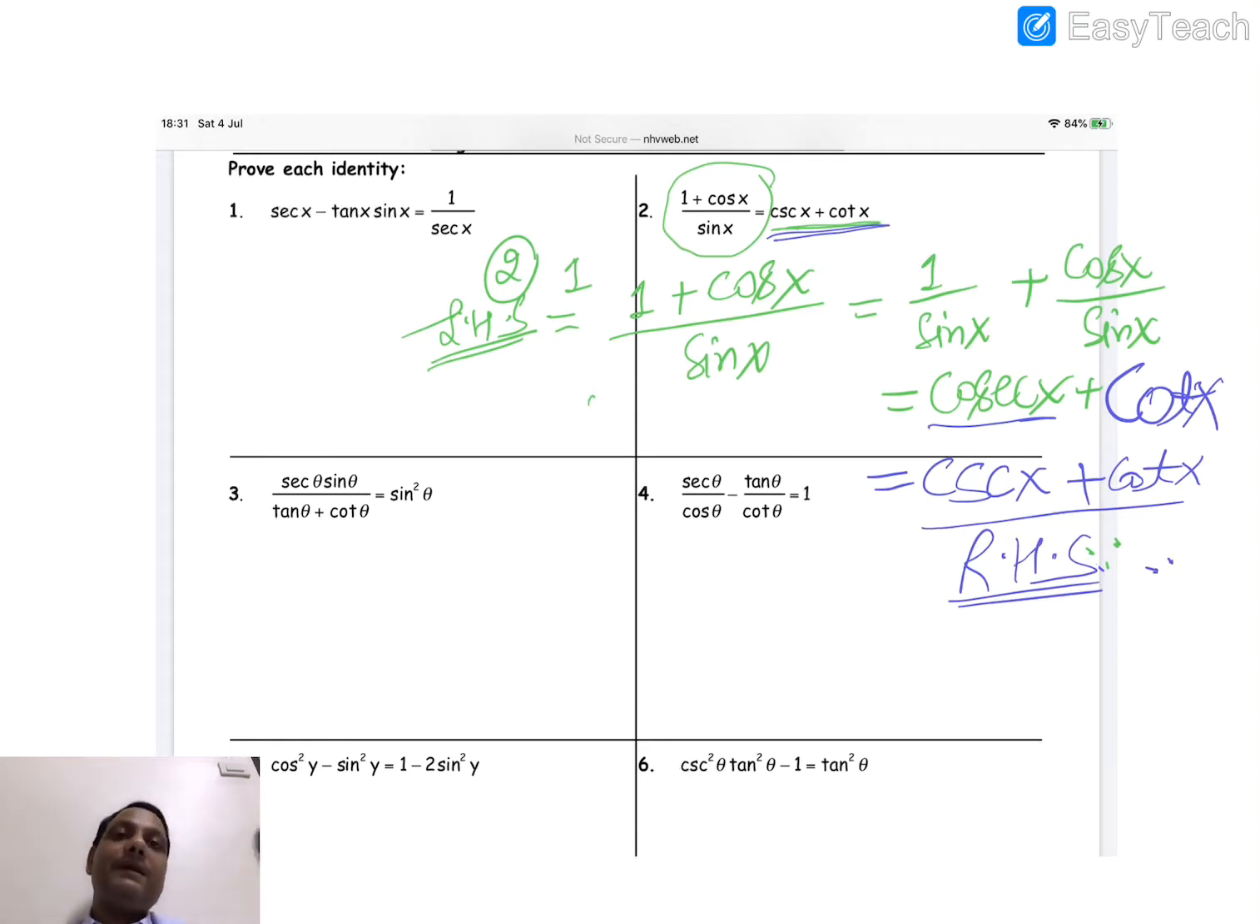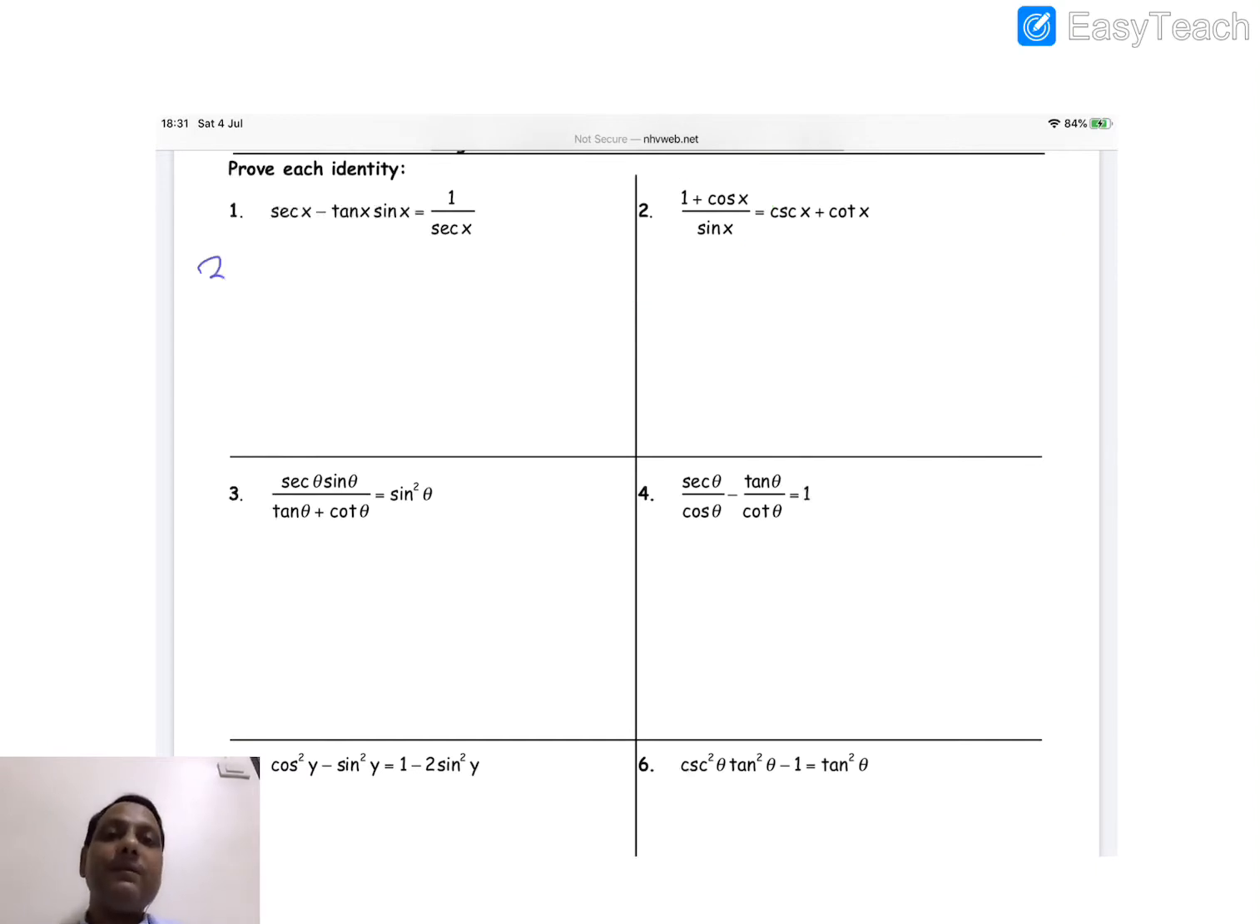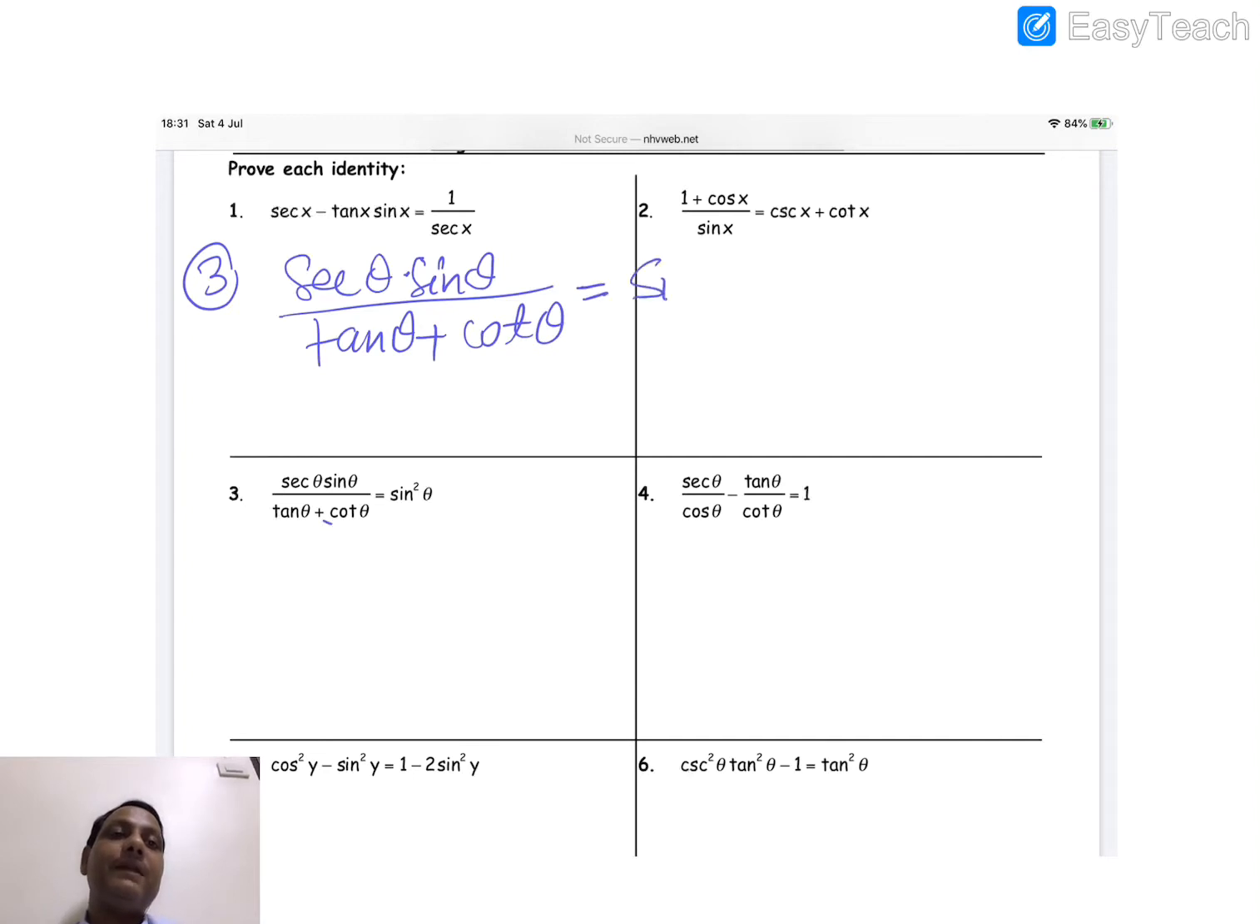Okay, now finally I'm going to go on to question number 3. Question number 3 is saying sec theta into sin theta divided by tan theta plus cot theta, and we have to prove finally sin square theta. There is no way to take the right hand side and prove the left hand side, because it's more complicated. So we will take the left hand side and prove the right hand side.